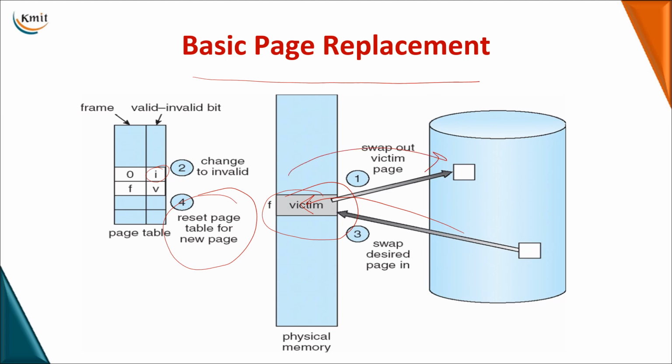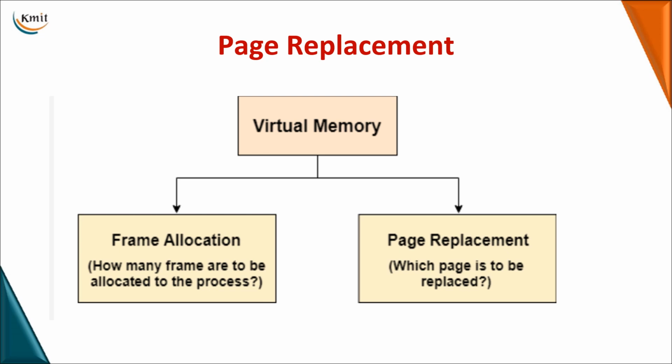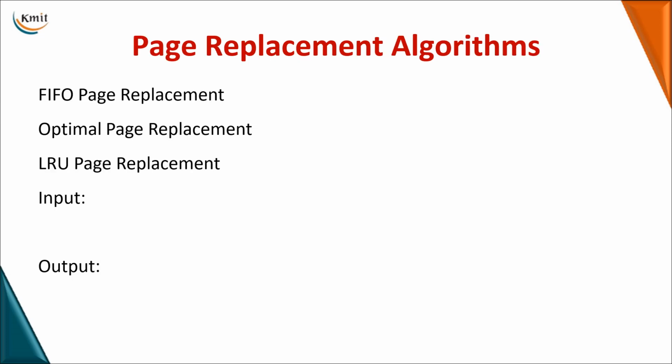Now, when you want this page replacement to be done, in the case of virtual memory or demand paging, we need to be aware of two important techniques. One is frame allocation. You have to decide how many frames are to be given to each and every process, and which page replacement algorithm is to be used, so that you decide which page of the physical memory is to be moved into your logical memory.